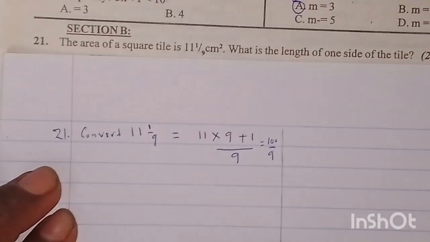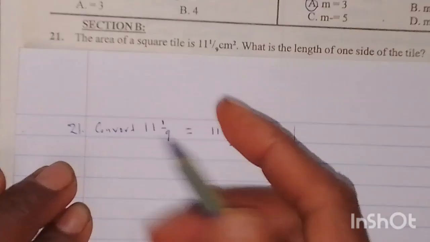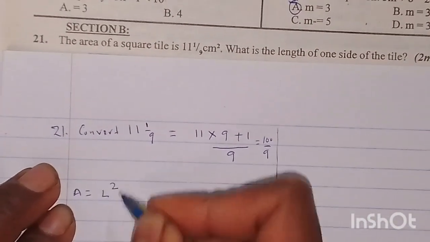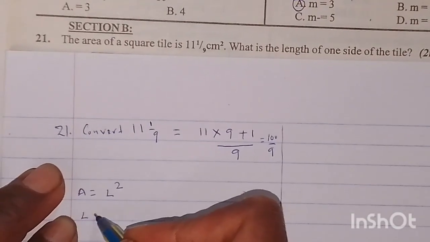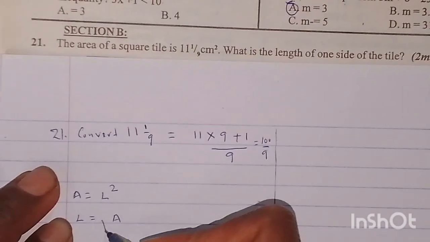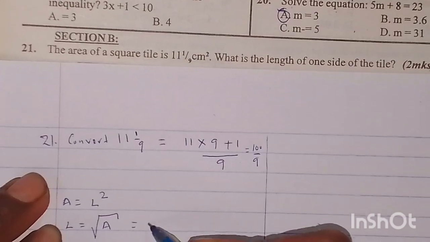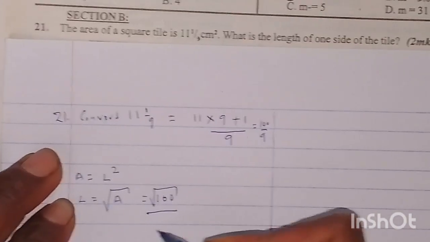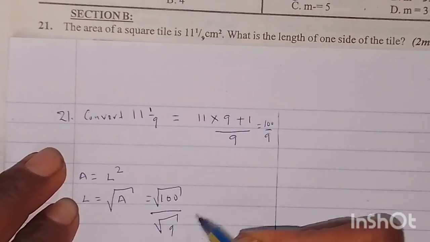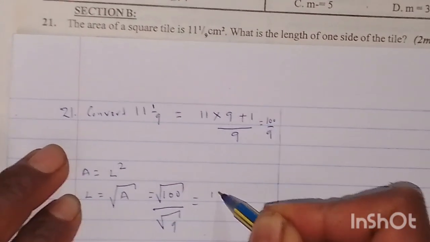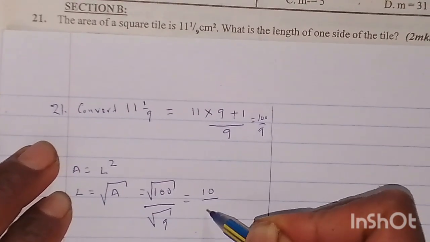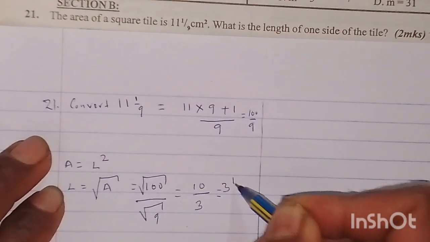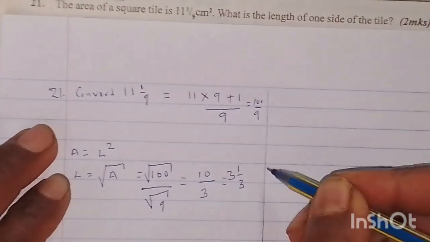To answer the question, we need to find the square root, because the area is equivalent to length squared. Now, length is the square root of area, which is the square root of 100 divided by the square root of 9. The square root of 100 is 10 and the square root of 9 is 3. Therefore, the answer is 10/3 centimeters.